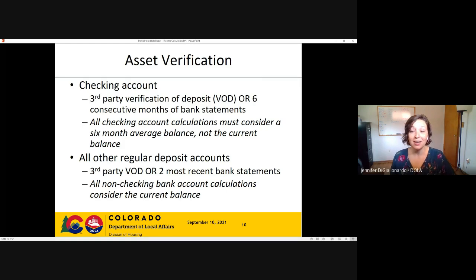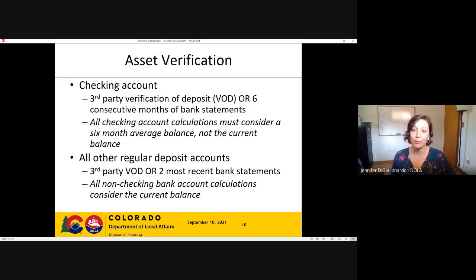All right, so as folks are typing in, we can maybe take a brief moment, but in the meantime, I will go ahead and cover asset verification. When a household reports that they have a checking account, it must be third-party verified. You could get a verification of deposit. That is what that VOD acronym stands for. Or you can get 6 consecutive months of bank statements.